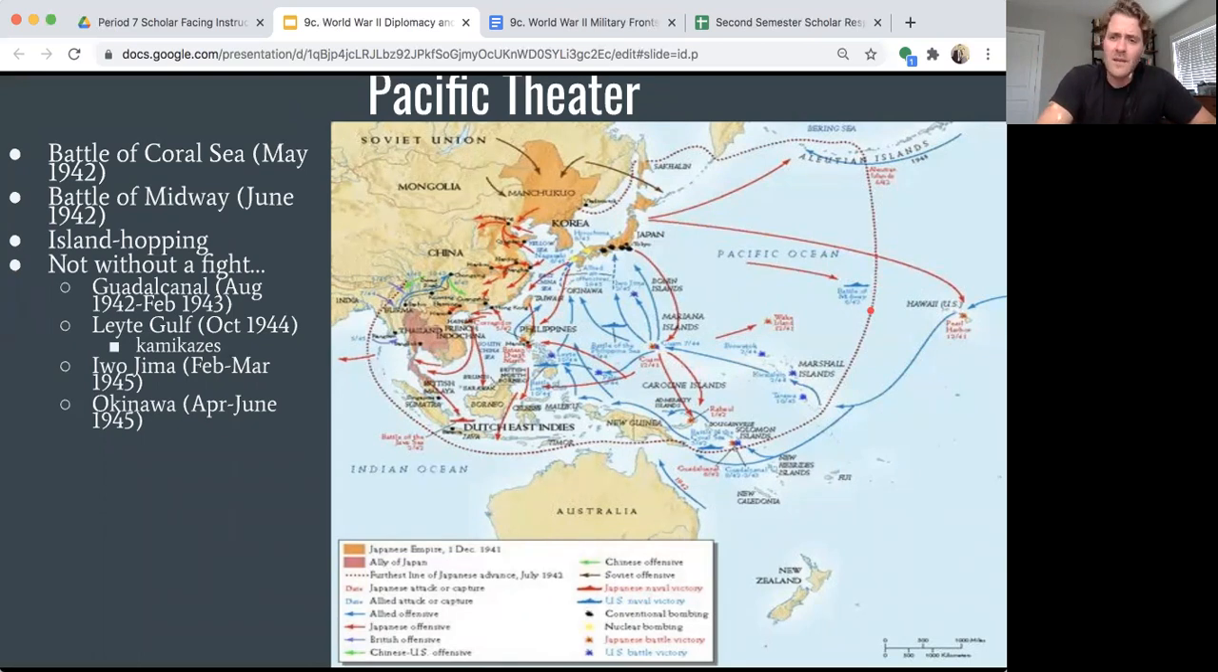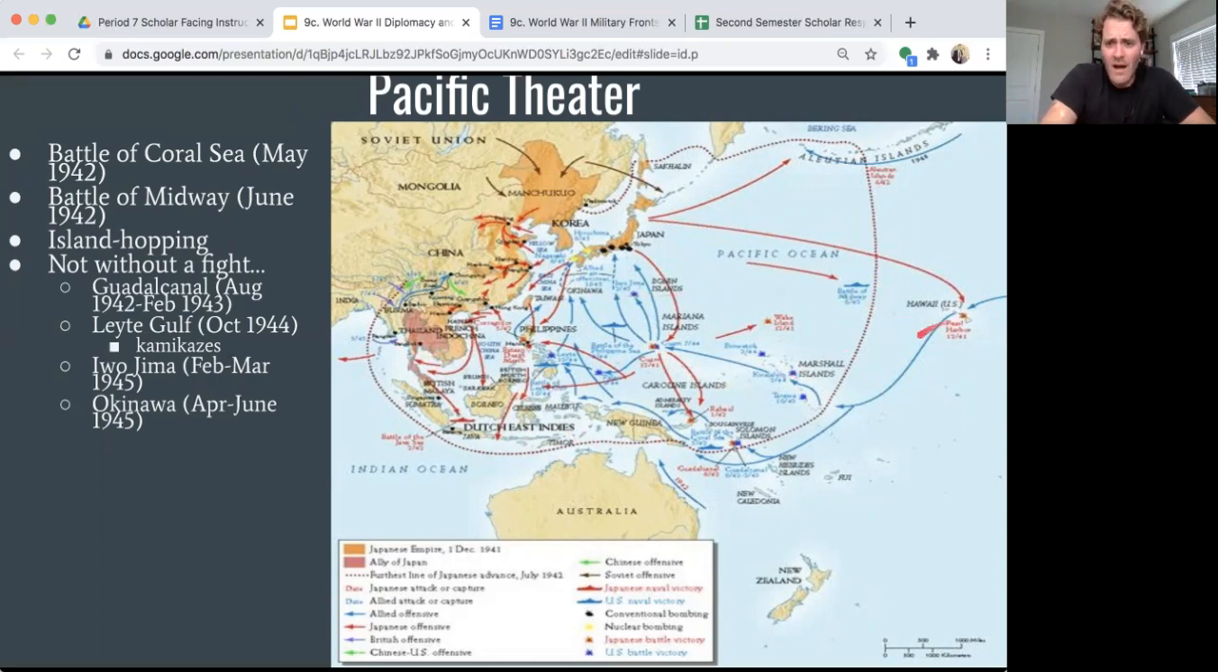So in the Pacific, one of the things you have to know College Board wise is that the Americans take on an approach called island hopping. Right? All these islands in the Pacific are controlled at the time by the Japanese. And the Americans say, like, we're not going to take all these islands at once, but if we can control one island and then hop to the next, and then the next, and then the next, then eventually we'll be close enough to Japan to just take planes and bomb them, and that will end the war.